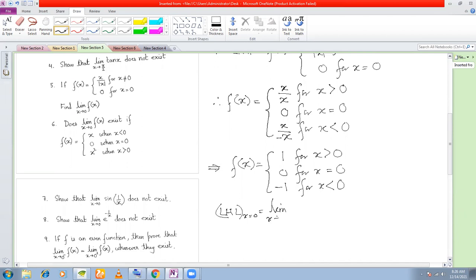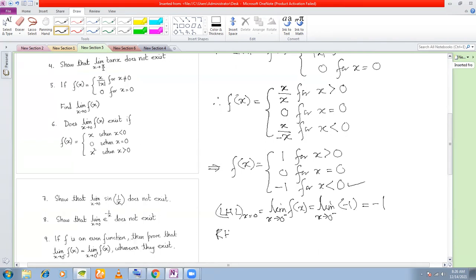Limit x tends to 0 minus f(x) is equal to limit x tends to 0. Now you see, if x is approaching 0 from values that are lesser than 0, the value of the function here is minus 1, right? This one, which is equal to minus 1.